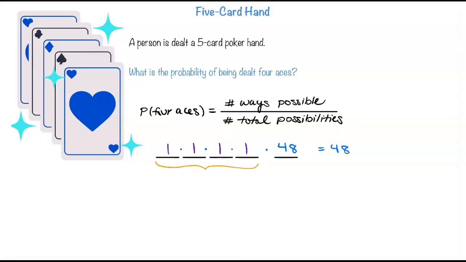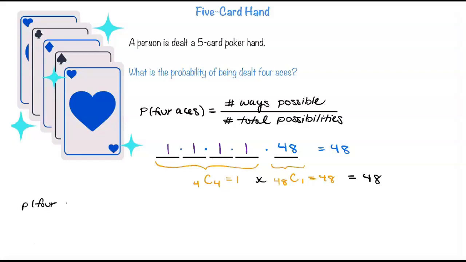Let's also consider this in terms of combinations. With our first 4 cards, there's 4 aces to choose from, and we want all 4. So we could consider this to be 4 choose 4. And with our 5th card, there's 48 cards in the deck to choose from, and we simply want to choose one of them. If you have 4 cards, how many different ways can you choose all 4 of them? There's only one. And if there's 48 cards, how many different ways could you choose one? 48. So whether you think of this intuitively or in terms of combinations, there's 48 possible ways to be dealt 4 aces.